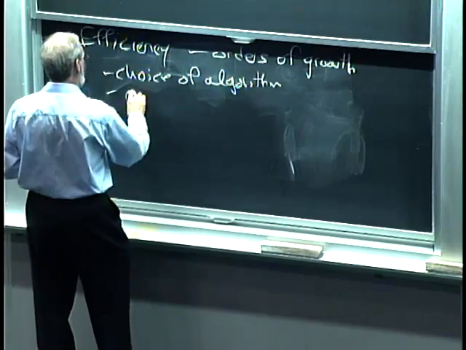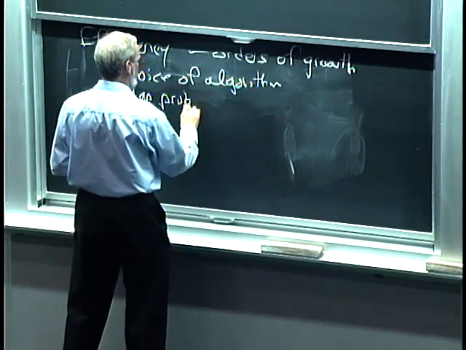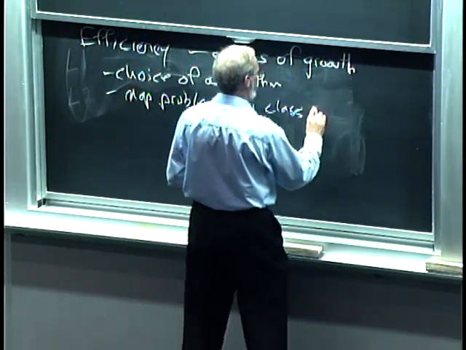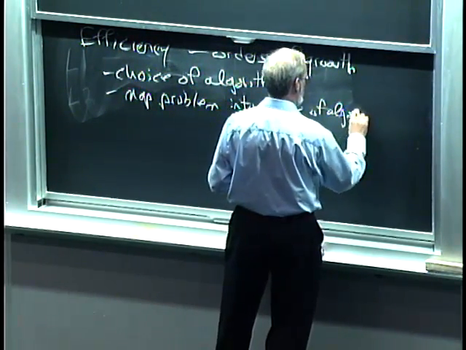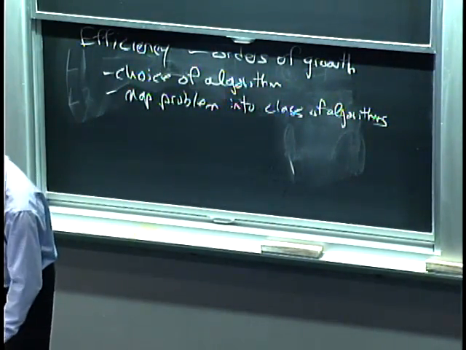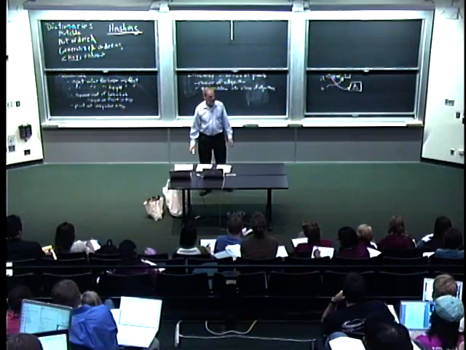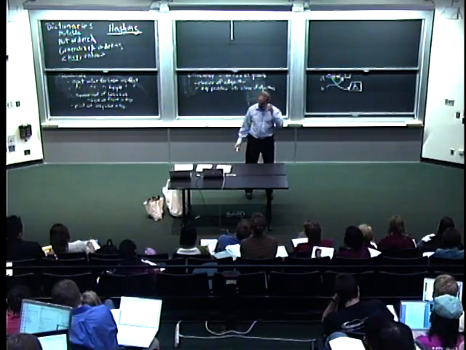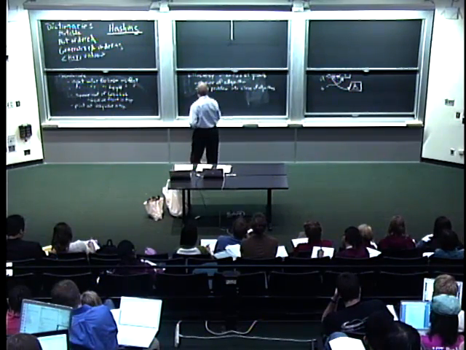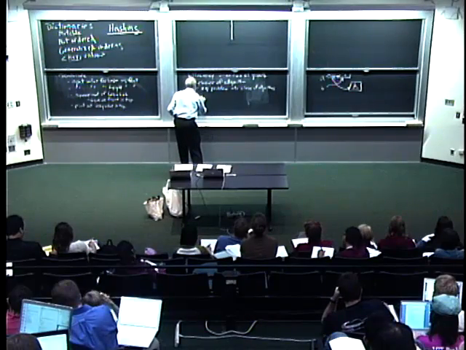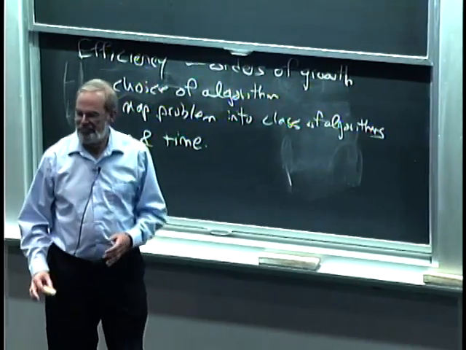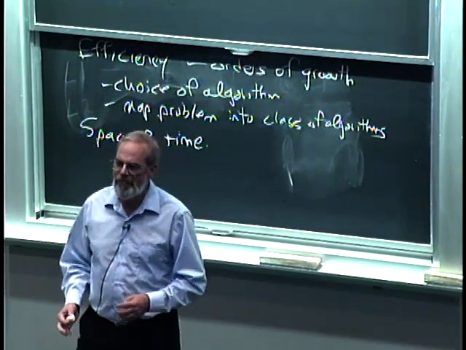And we want to help you learn how to map a problem into a class of algorithms of some efficiency. That's our goal. Okay, so to do this, we need a little more abstract way of talking about efficiency. And so the question is, how do we think about efficiency? Typically, there are 2 things we want to measure: space and time. Sounds like an astrophysics course, right?